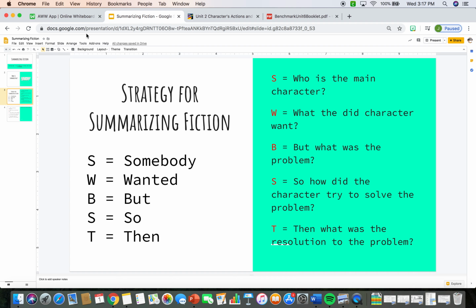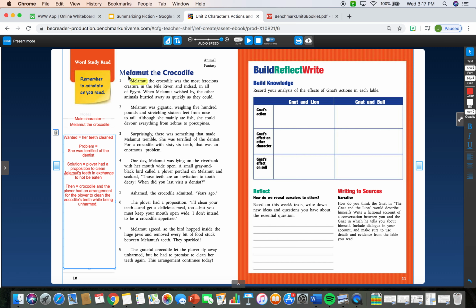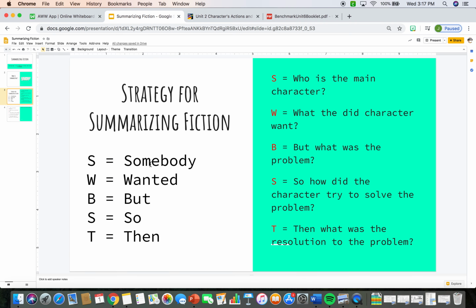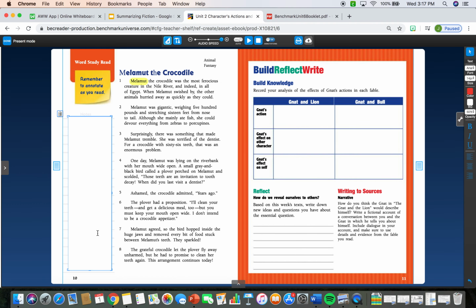Today we're going to be summarizing Malamut the crocodile. Oh, I'm going to delete this so you don't see. I wrote some notes earlier, so I have my annotations here. Usually when you read a text, it's nice to annotate the parts of SWBST, so you can go back to your annotations and take a look and figure it out. In this case, you don't all have your benchmark book, so you don't have to do the annotation. I'm just going to show you how it looks if you do have the paper or the booklet with you.